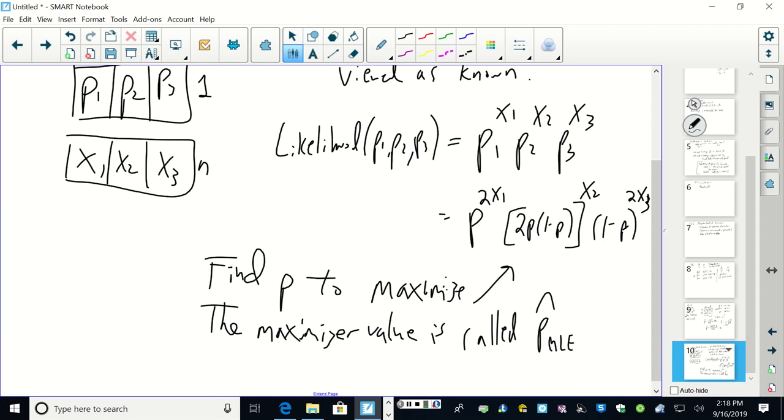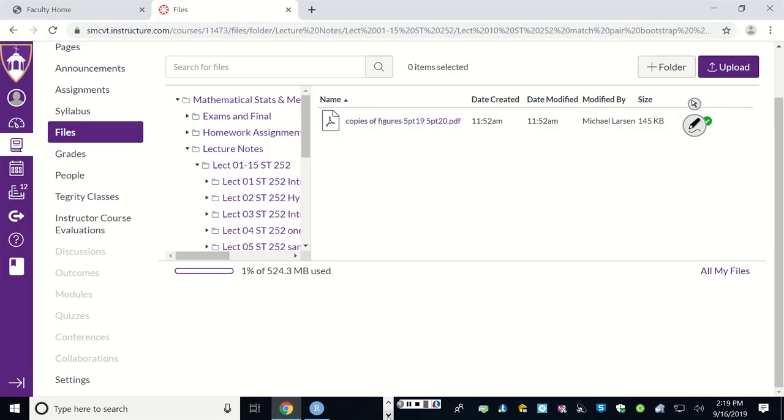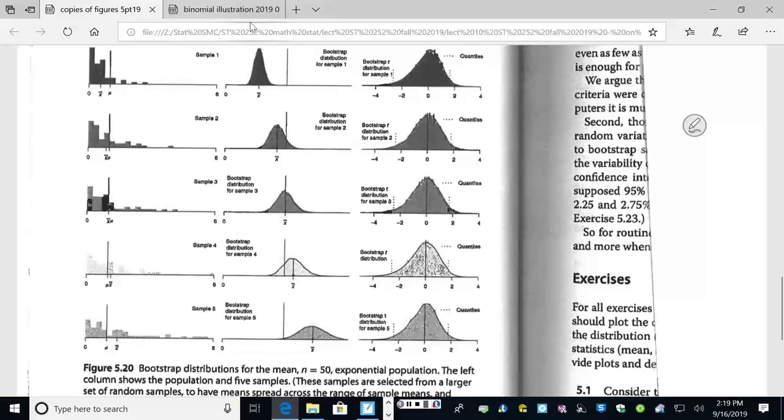The second kind of illustration of this on the handout, I put those on here if I can get back to them. I don't know where those things are hanging out. Oh, there it is.